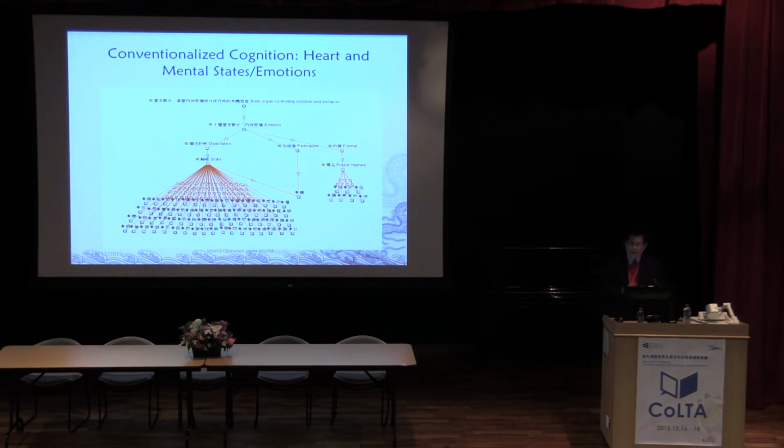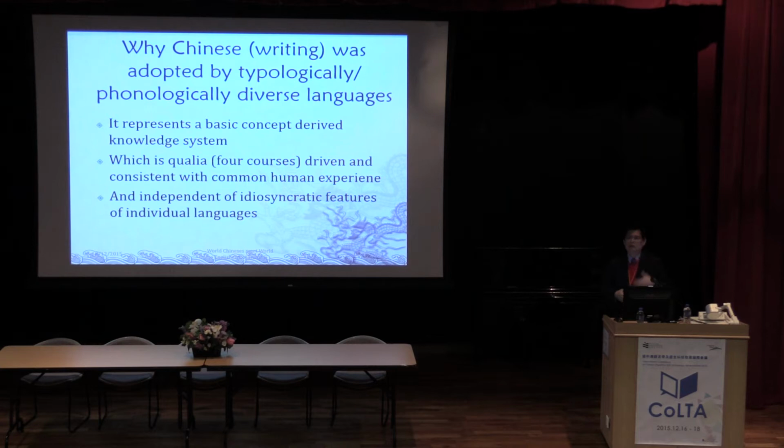And this is why, so far, in East Asia, all the languages use Chinese as a lingua franca, because it's the most convenient way to represent your language. And this is why, historically, you are able to read Chinese from all periods of history, okay? It represents the basic concept-derived knowledge system, which is qualia, four causes driven and consistent with common human experience, and independent of idiosyncratic features of individual languages.